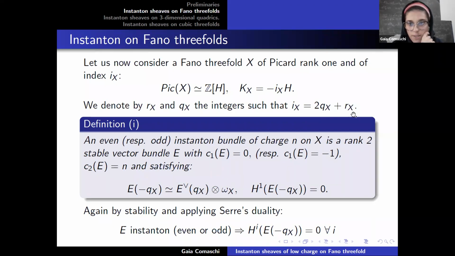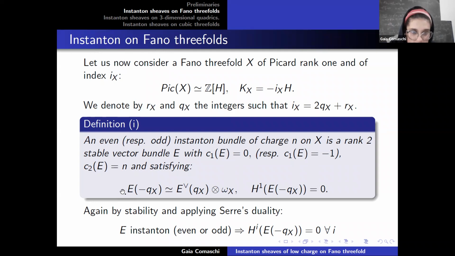And calling then r_X and q_X the quotient and the remainder of the division of e_X by 2, so that we can write e_X in this way, we have the following definition that was proposed by Faenzi of instanton on X. So we say that an even or odd instanton bundle of charge n on X is a rank 2 stable vector bundle that has Chern classes c1 equal to 0 in the even case, equal to -1 in the odd case, with a second Chern class n, and satisfying the following.